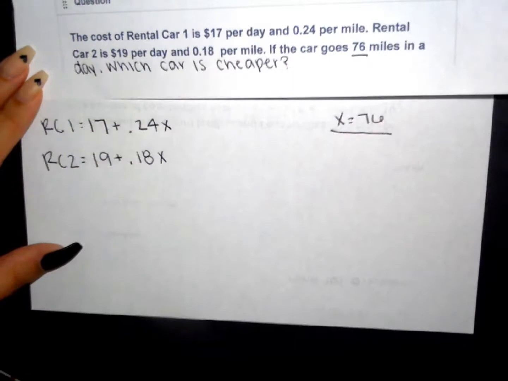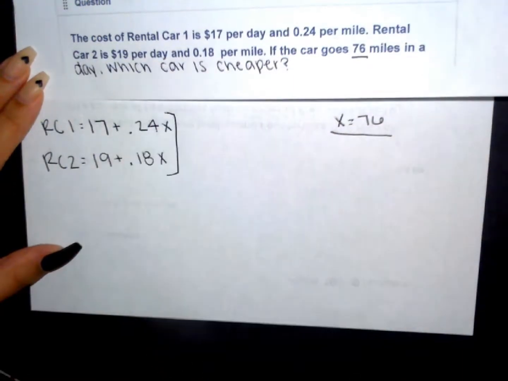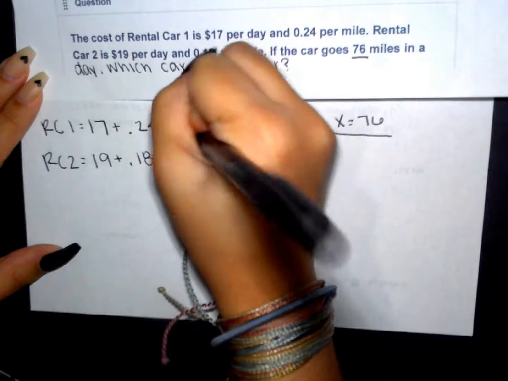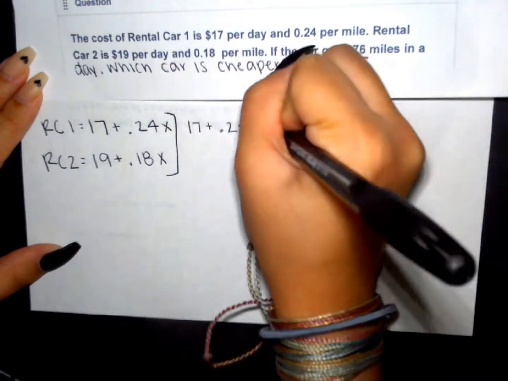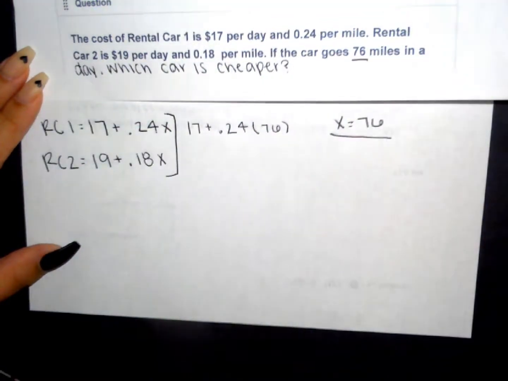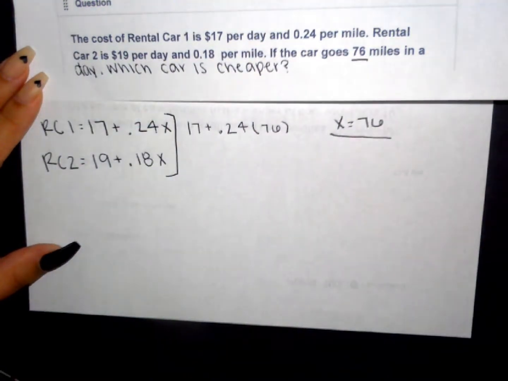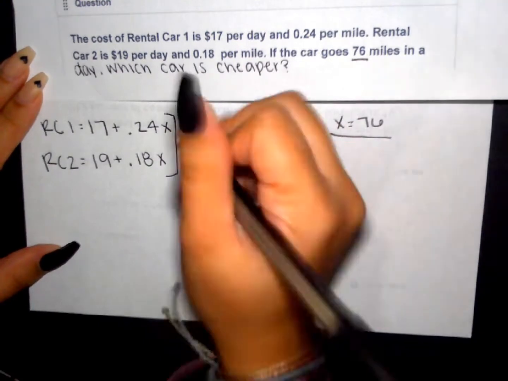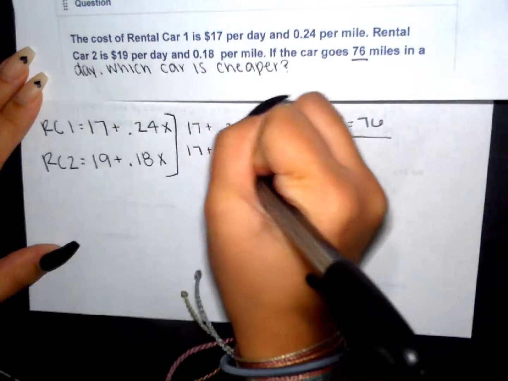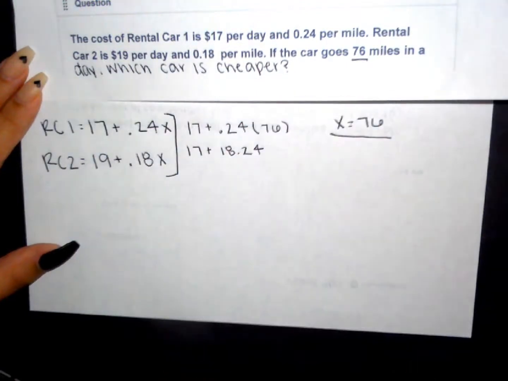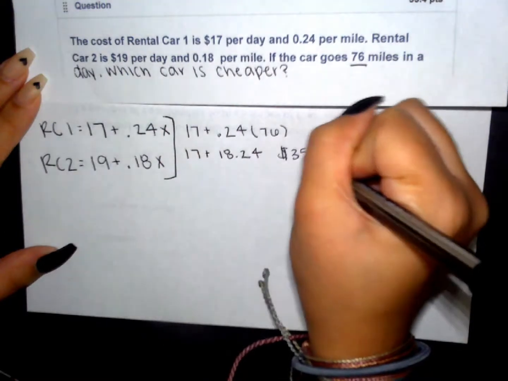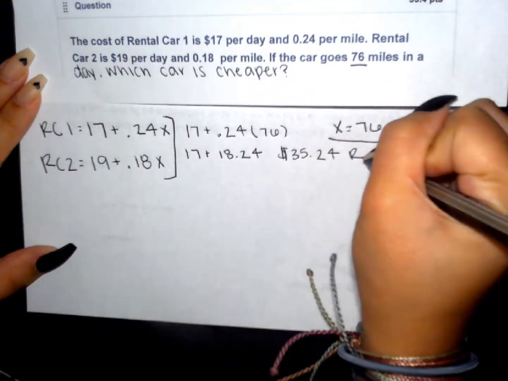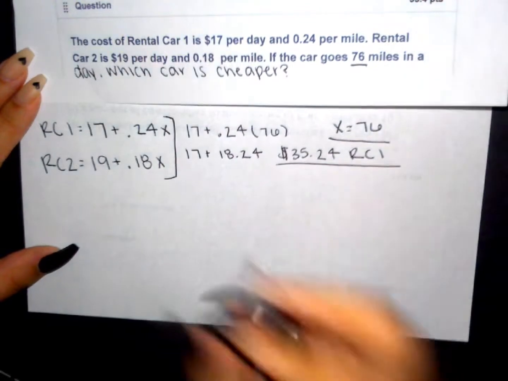Alright, so let's solve this one first. We're going to solve rental car 1. So we need to do 17 plus 0.24 times 76. Okay, so let me get my calculator out real quick. We have 0.24 times 76 is 18.24. And now we add these together, which is going to be $35.24 for RC1.